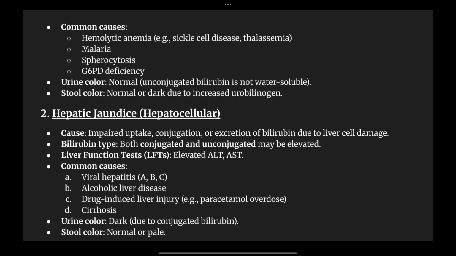Now the last one is cirrhosis. Cirrhosis is damage of the liver cells as well. You will learn about all these diseases in pathology, so don't worry, just know the causes of hepatic jaundice in this video. Now coming back to urine color and stool color. Urine color is dark due to the conjugated bilirubin that is present, and stool color is normal or pale in color.